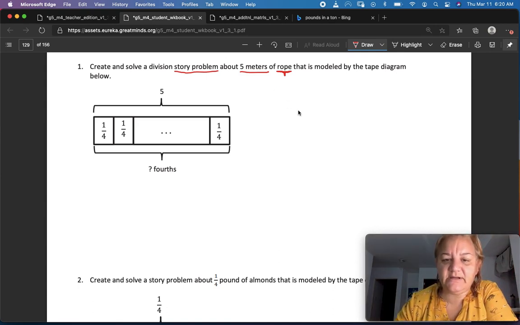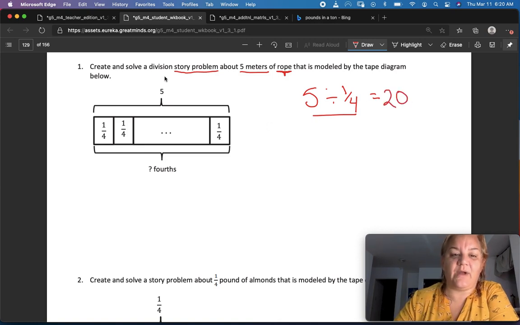Okay, so here is our expression. 5 divided by 1/4. Okay, that is our expression. And we can solve that very easily. I'm sure that at this point you guys know that 5 divided by quarters is going to be 20, right? So we're going to have 20 pieces of rope.